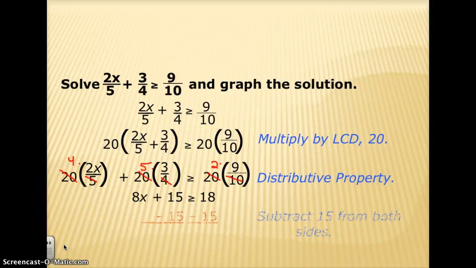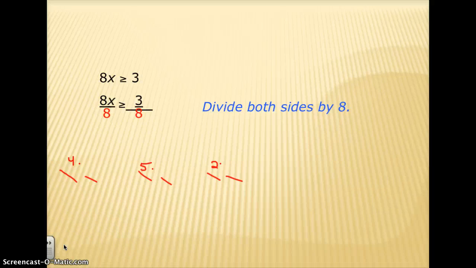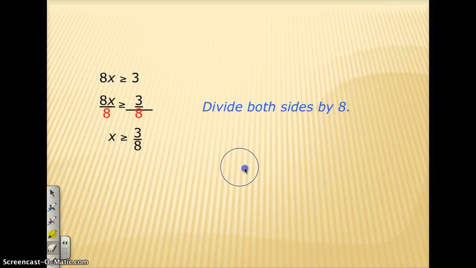We can handle it from this point. Subtract 15 from both sides. 8x is greater than or equal to 3. Divide both sides by 8. And we get x to be greater than or equal to 3/8.